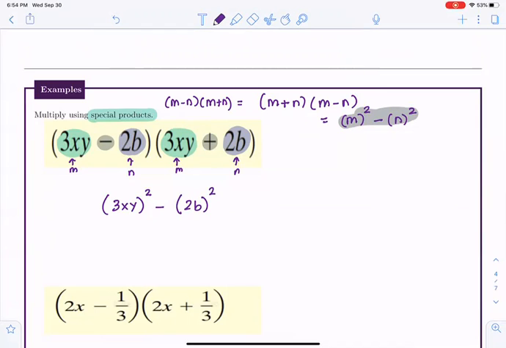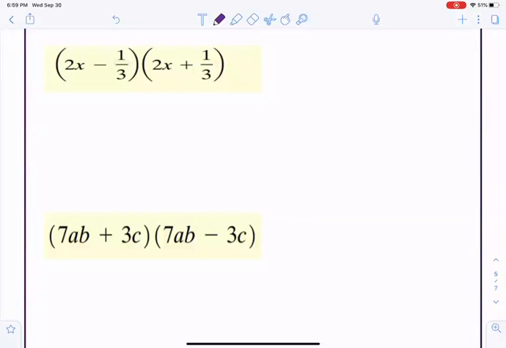Now we could use the concept of exponents. If we have a square, we square each term. So 3 squared is 9, x squared, y squared, minus 2 squared, which is 4, and b squared. And that is the answer. So once again, we have m minus n and m plus n, identical terms and differing signs. So we have m, n, m, n, and we know the answer has to be m squared minus n squared.